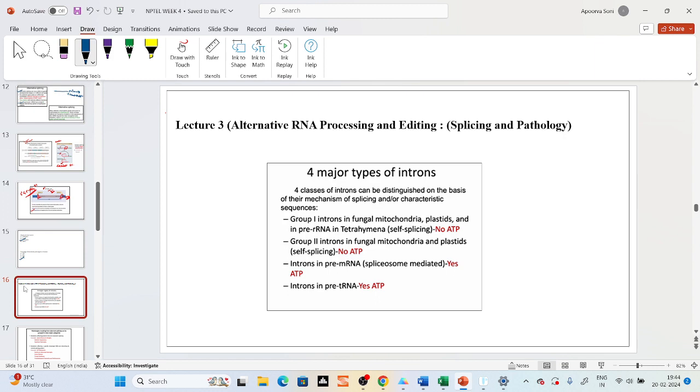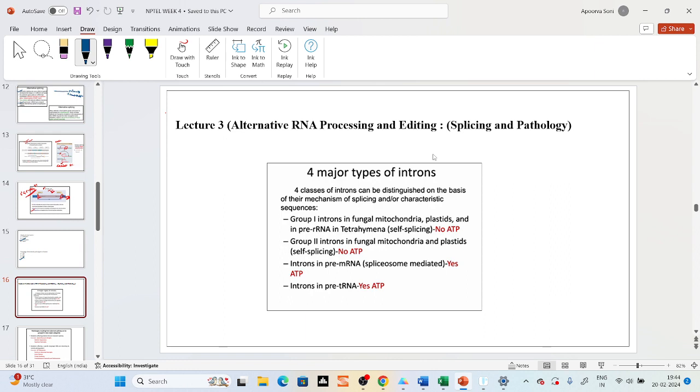Now we'll come to lecture 3, that is splicing and pathology. We won't go with the titles as per se, because you might get confused with the content if you just go with the title. You just have to understand whatever concept is given in each and every slide, even in your recorded videos. You just have to understand the content.